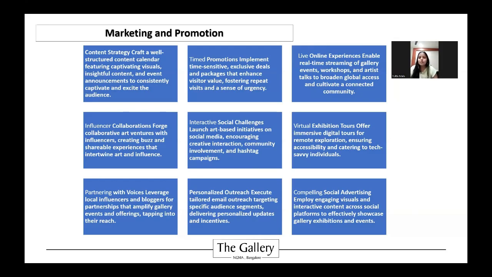So, the marketing and promotion ideas for the museum are as follows. Structured content plan: by creating a carefully planned schedule of captivating online content like images, insights, and event announcements to keep the audience engaged and excited as they follow along the gallery's journey. Secondly, limited timely offers: by introducing exclusive and timely bonuses that provide extra value when the audience visits, encouraging them to come back to the museum. This is also a promotion idea that the museum can follow.